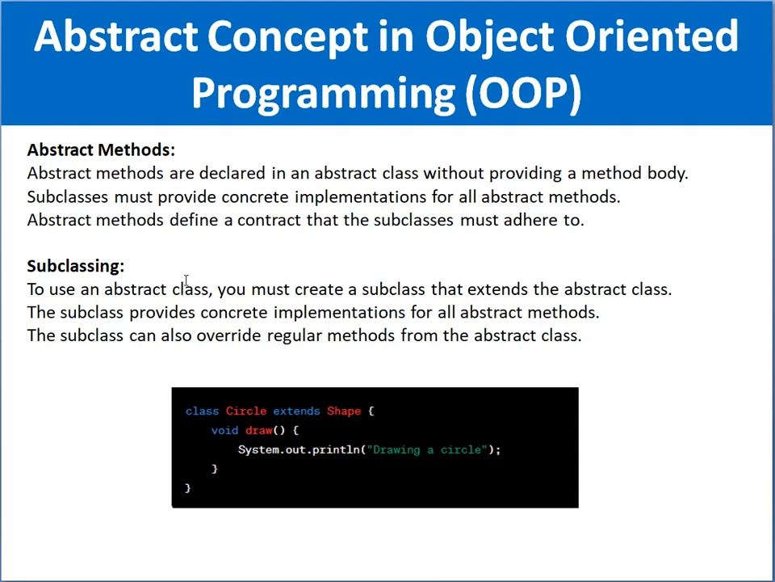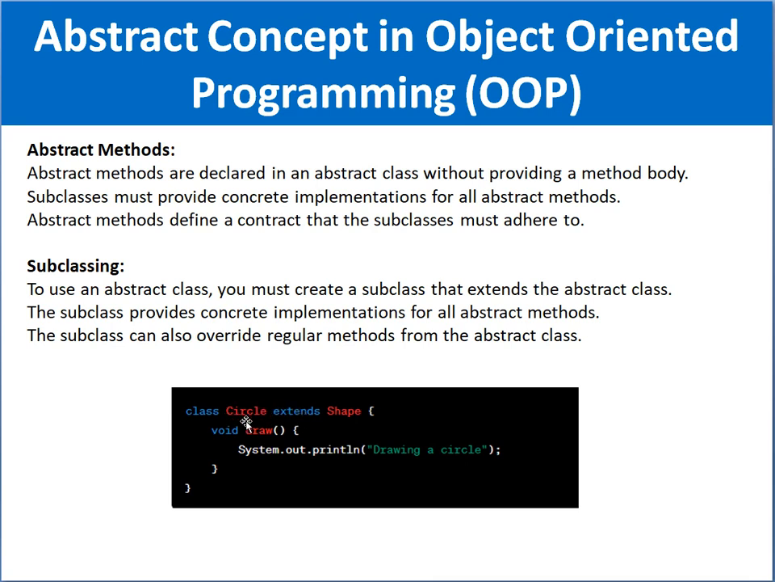Now the subclass. For example, this is the subclass Circle. A subclass is a class which extends from Shape. Like we know the concept of inheritance, whenever we extend a class from the parent class or the base class, the child class or subclass has all the attributes and methods of the parent class, and it can override the methods as well. So whenever we are extending, we are using the concept of inheritance here.